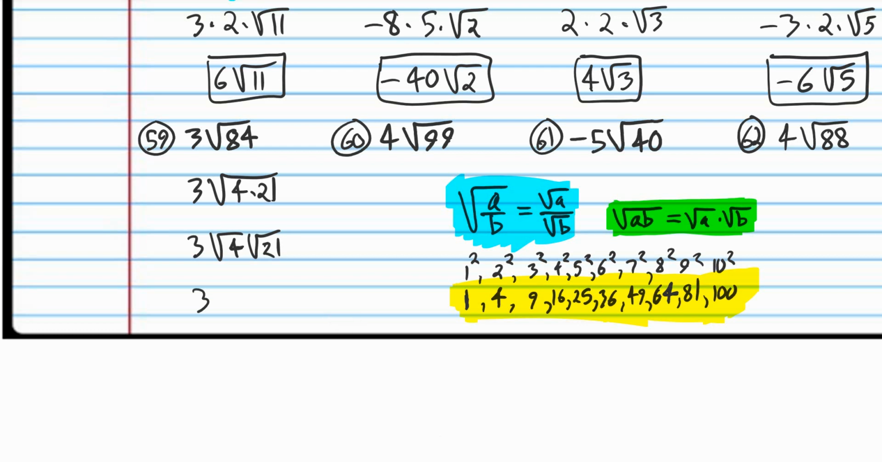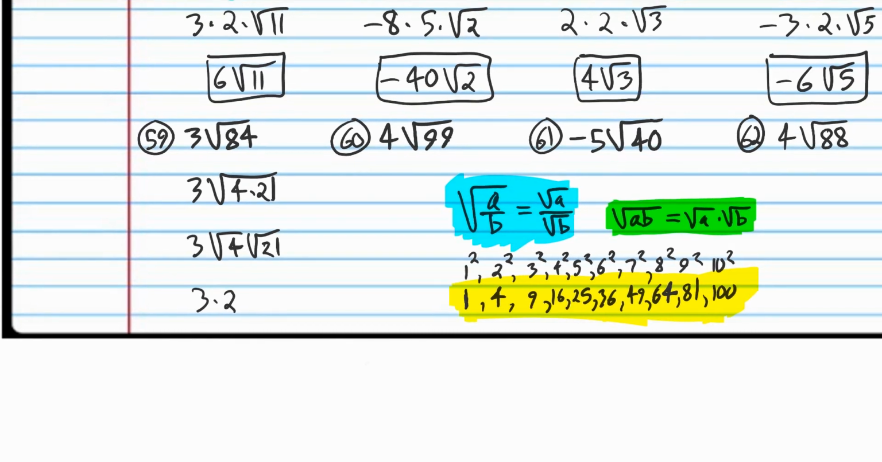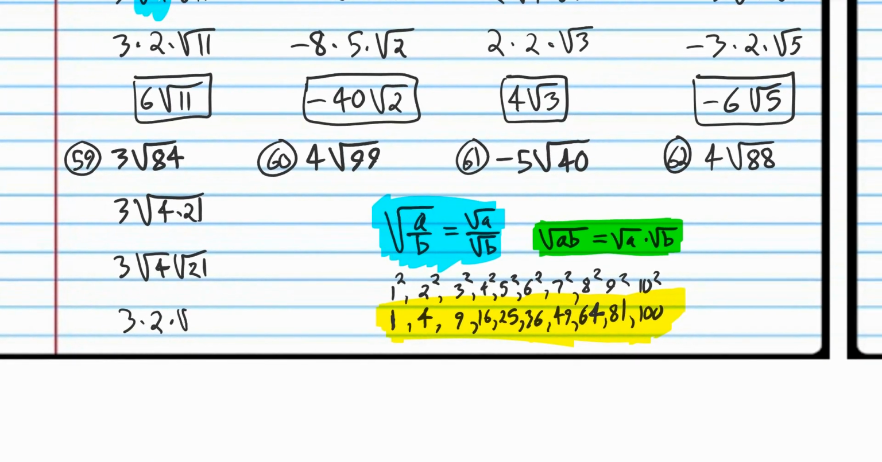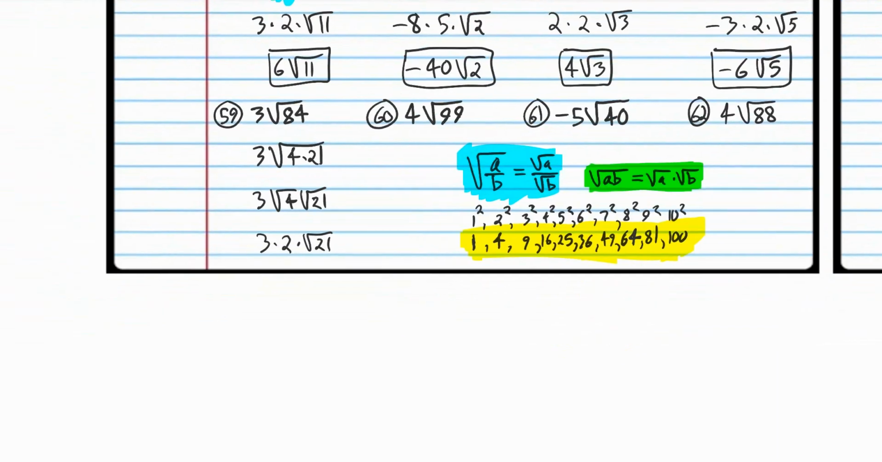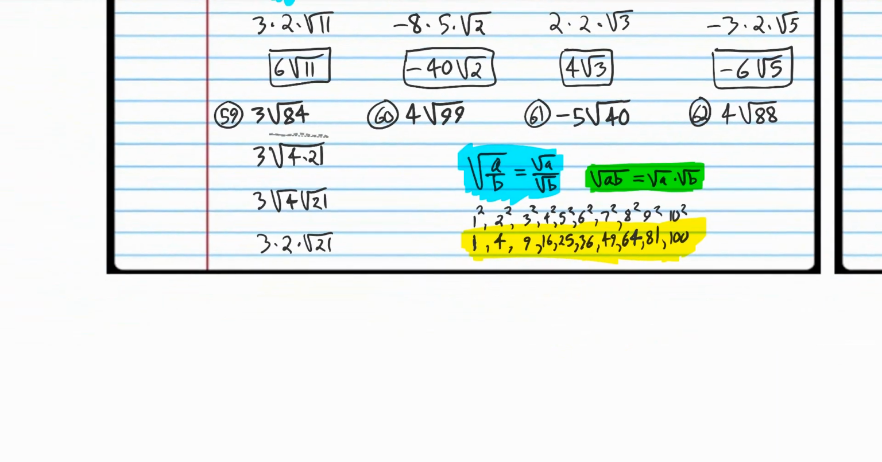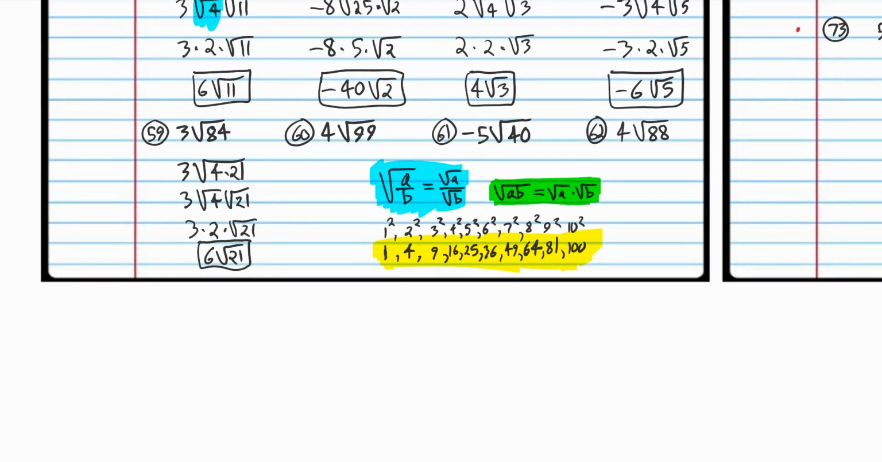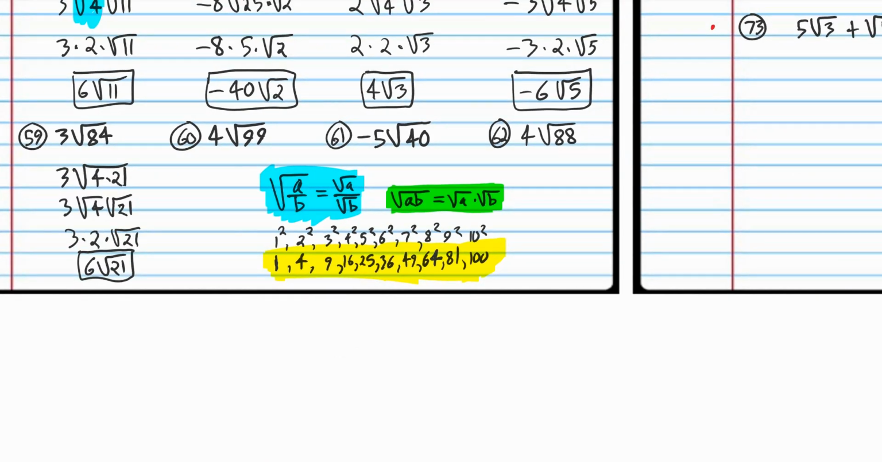So now we have square root 4 is 2. I'm going to move this up a little bit. We have 6 root 21. So if you got 6 root 21, good job. All right, so try number 60, and when you come back, we'll do it together.